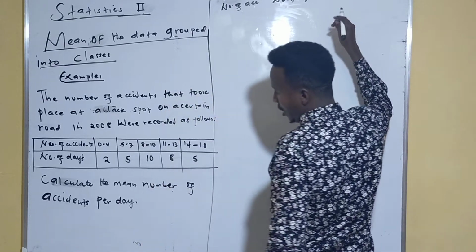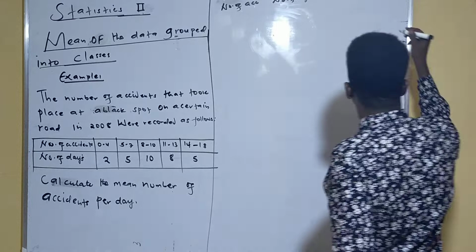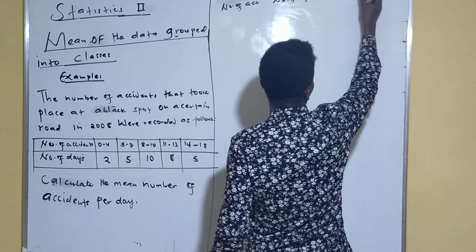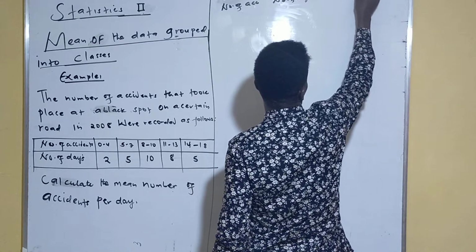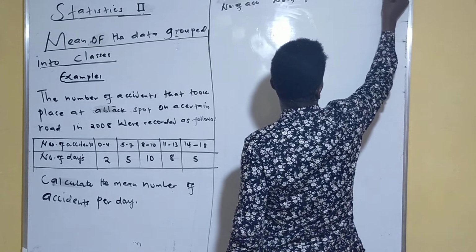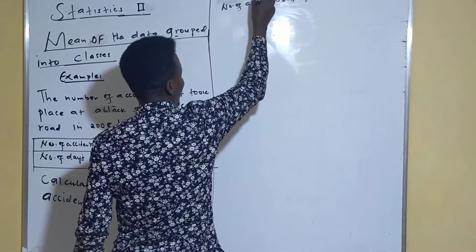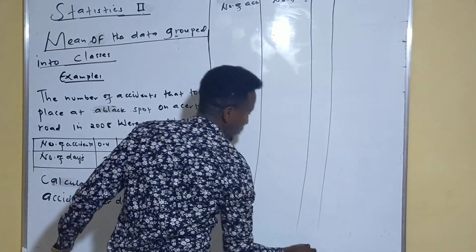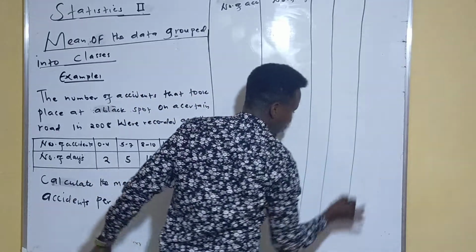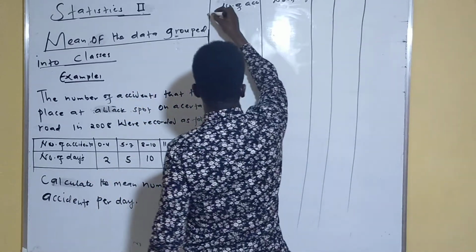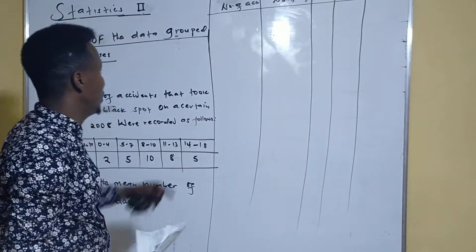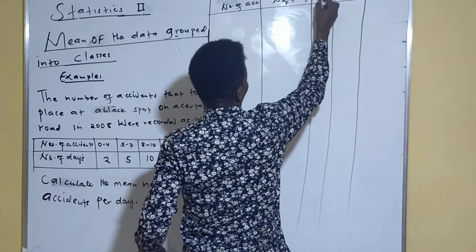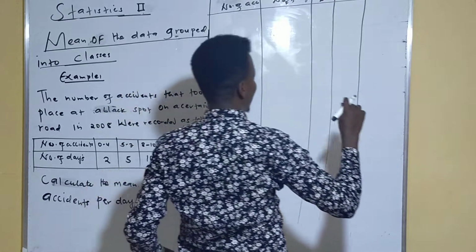And then after the midpoint, what you're going to do is get the deviation D, which is gotten as x minus a, close the bracket. Then we'll have FD. So this is what you're going to do. Guys, understand this thing, yeah? This is what we'll be having. Number of accidents, so here I'll write F. Then here the midpoint X.